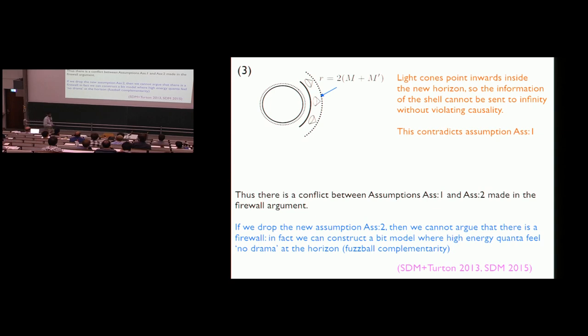So assumption one, which told you that information has to come out, or the entanglement problem has to be solved, is incompatible with assumption two, which says that you actually will feel nothing till you get to the stretched horizon. The reason they missed this was that they didn't worry about the mass of the infalling shell. They assumed it was a test object. But if the shell had some mass, the new physics has to start at the radius 2 times (M plus M prime). We were just talking about that in the last 20 minutes.